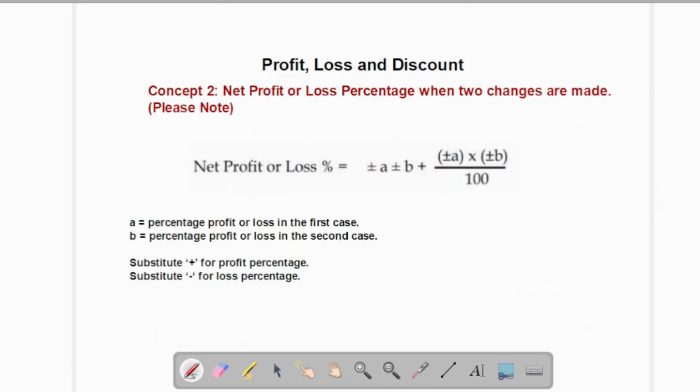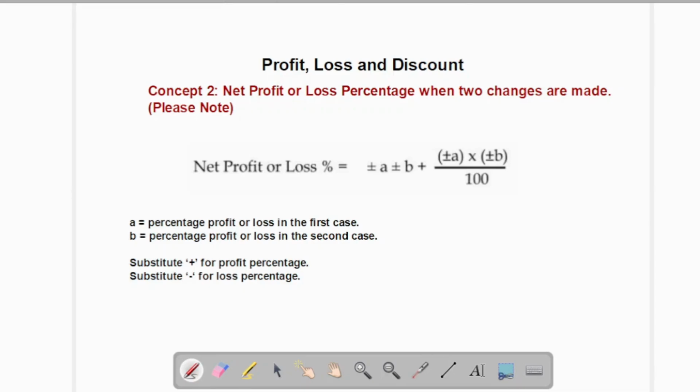Now concept number 2 says that the net profit or loss percentage when two changes are made simultaneously. If you have gone through my percentage video, you are doing exactly the same thing, but in that case there are percentage changes, but here net profit or loss changes in two consecutive cases. Now the net profit or loss percentage can be calculated as plus minus A plus minus B plus minus A into plus minus B divided by 100.